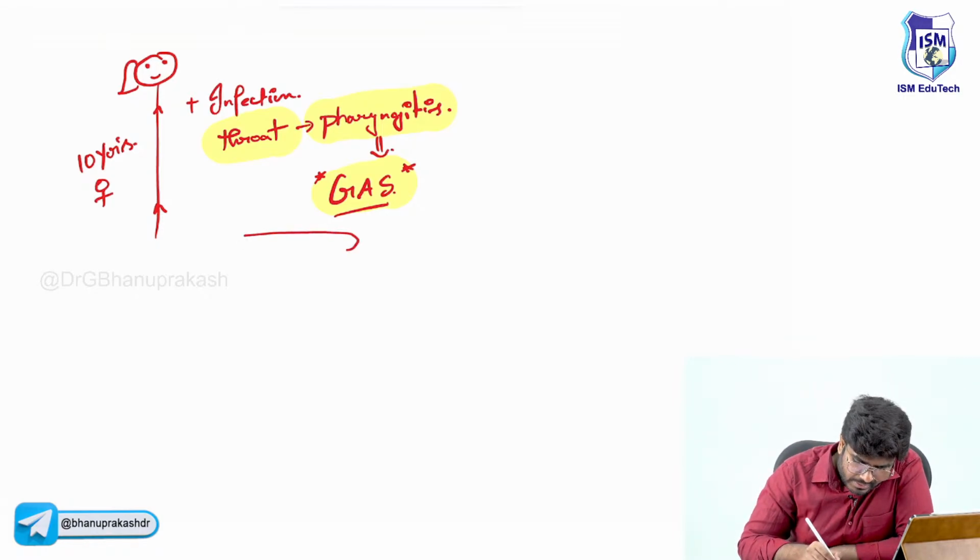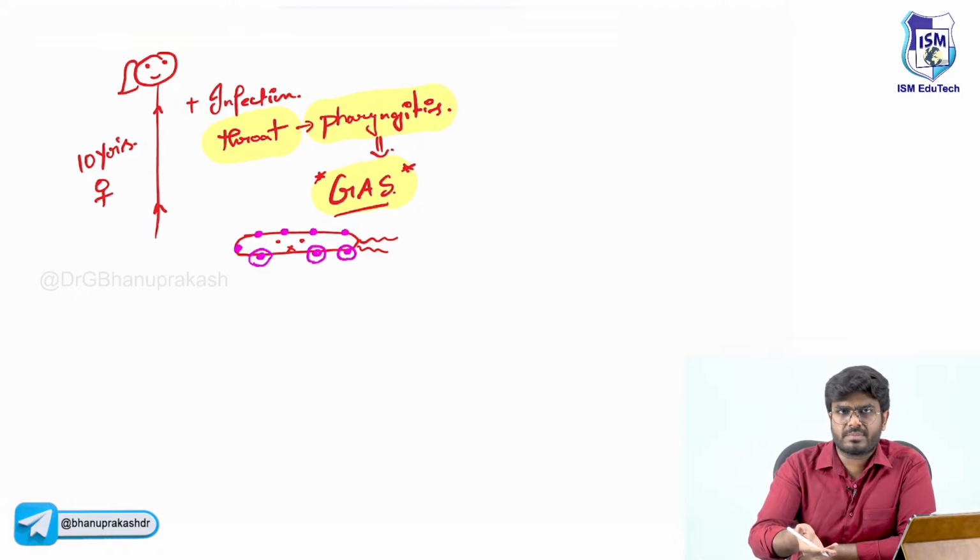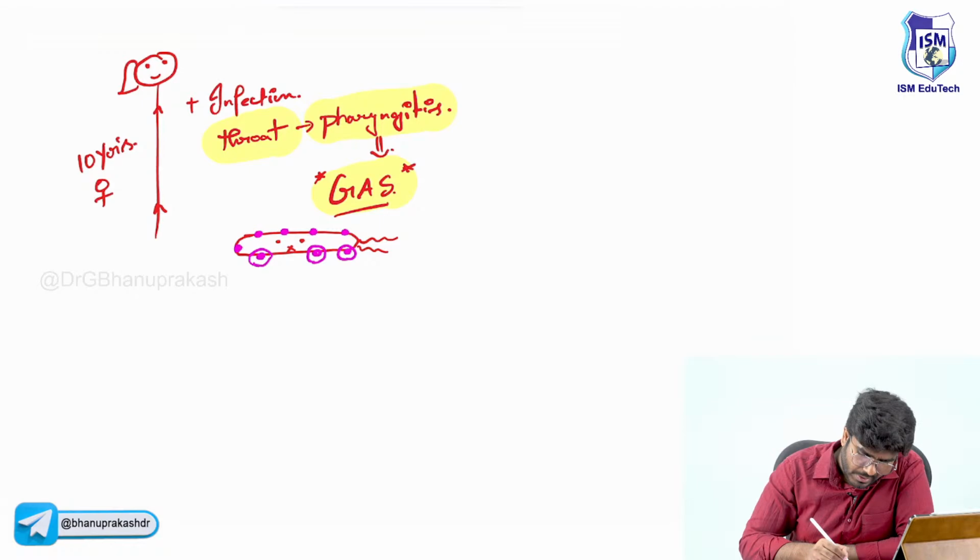Now this is the bacteria, the bad guys, sir. Look here, this bacteria in its cell wall has a protein. This protein acts like an antigen. Of course, bacterial cell membrane components are antigens. Now this protein's name is M protein.